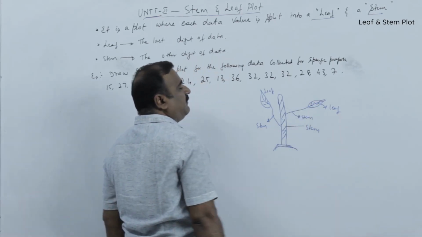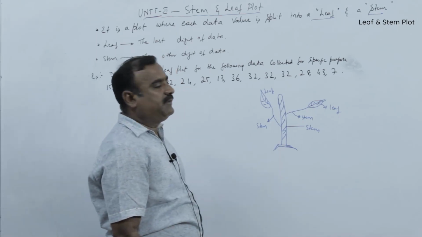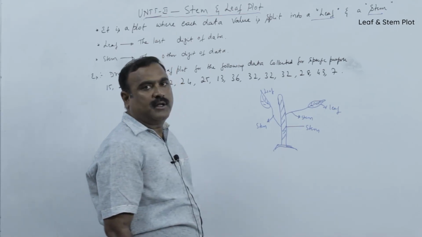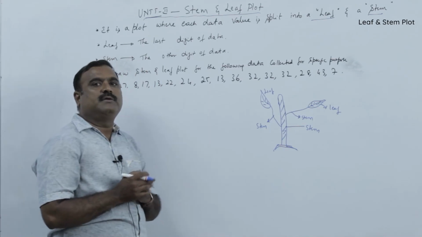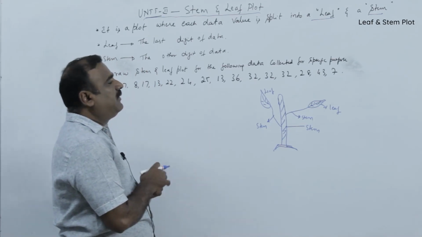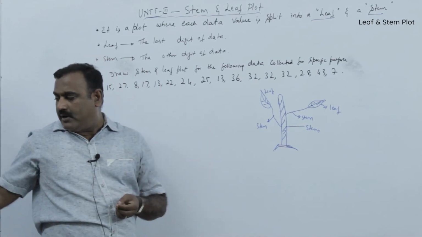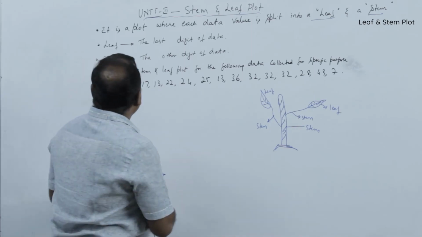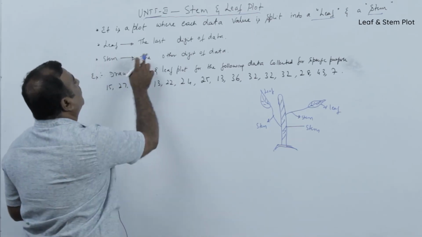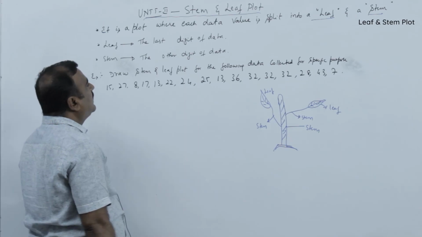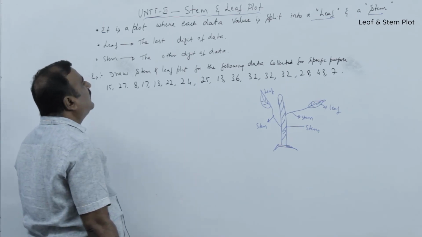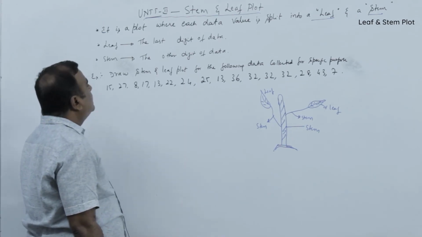Stem and leaf, like this we call in plants. In the same way, we can organize data in the form of a stem and leaf plot. Here the last digit of the data is called a leaf, and the other digits of the data are called a stem.